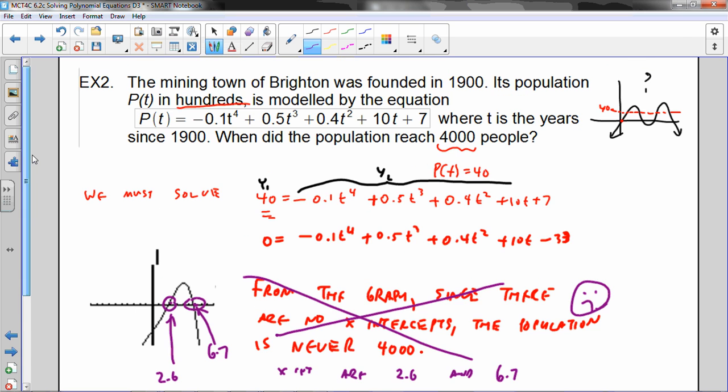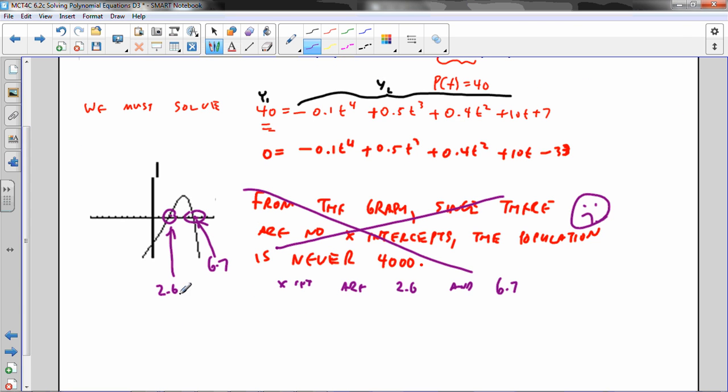Well, that's the years from the year 1900. So the population would be 4,000 in almost 1903, and almost 1907. Okay, and then was on its way down.